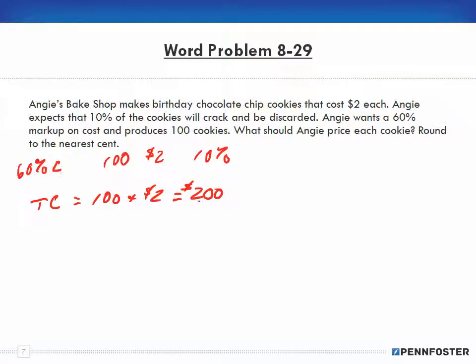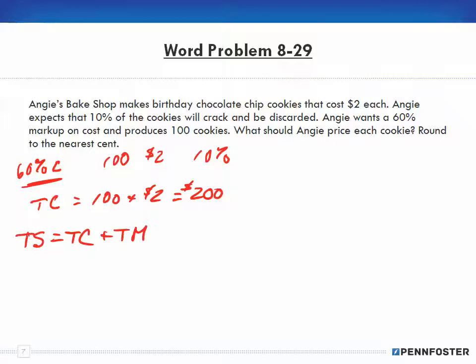Okay, now that I know what my total cost is, and I know that I have a 60% markup on cost, my selling price is equal to my cost plus my markup. Let me rewrite that. Total sales price is equal to the total cost plus the total markup.